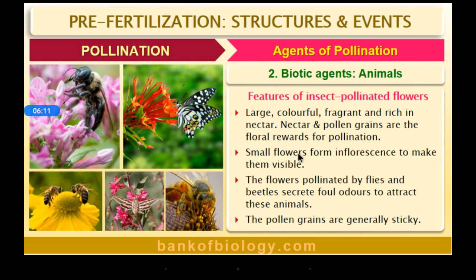And small flowers form inflorescences to make them visible. That means a bunch of flowers, a group of flowers, which will be very visible to these types of insects. And flowers pollinated by flies and beetles secrete foul odors to attract these animals. And the pollen grains are generally sticky.